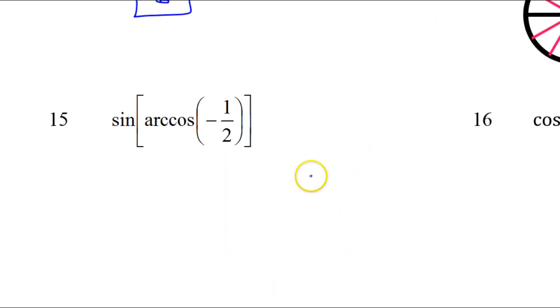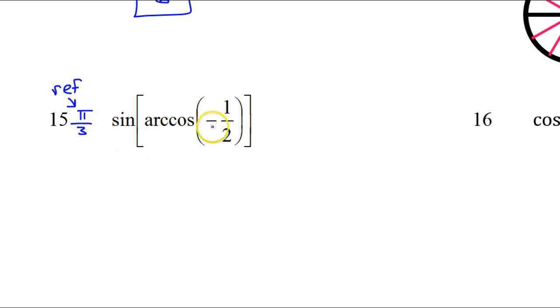Number 15. Arc cosine of negative 1/2. Arc cosine is an angle. It's the angle whose cosine is negative 1/2. Now forget the negative for a second. The cosine of what angle is positive 1/2? Hopefully you have memorized that that is pi over 3. Now that is not necessarily the final answer, but that does tell us the reference angle. The reference angle is pi over 3.